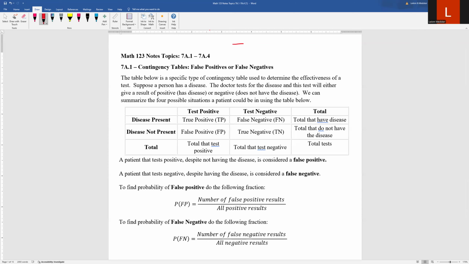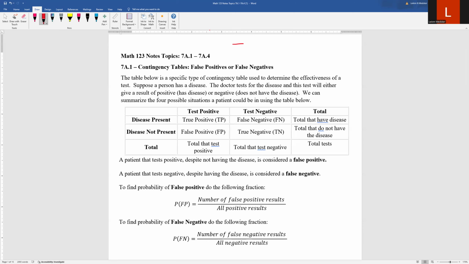Now, say you get a positive test result, but you don't have the disease. This is still an incorrect test. It's called a false positive. This is a little less horrible than the false negative, because in terms of disease, they're still going to follow up and say, oh, you have something, we need to do more testing. And then they would usually find out you actually do not have that disease. So that's a false positive.